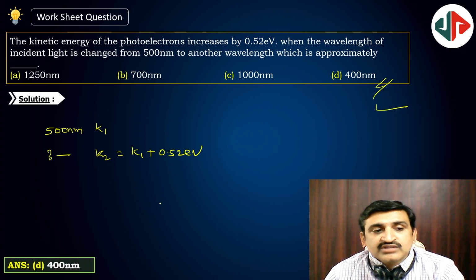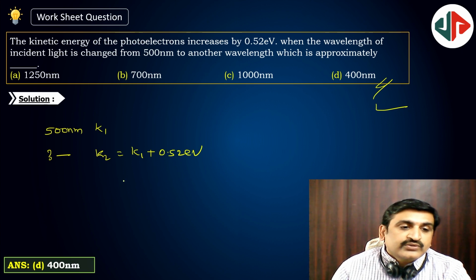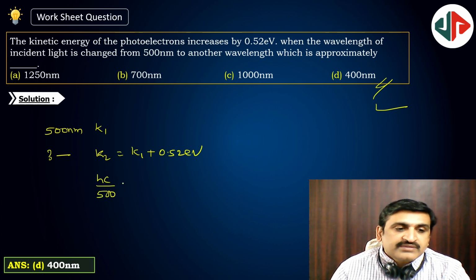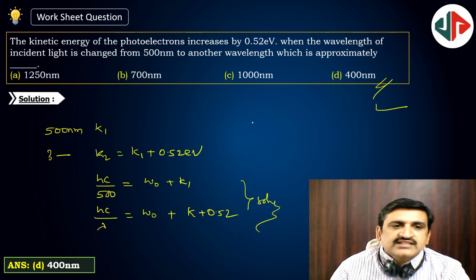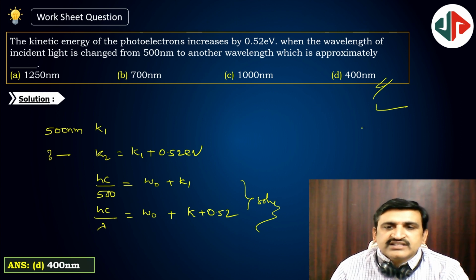Then, sir, how, sir? How means you can do like this: hc by 500 nanometers is equal to work function plus kinetic energy K1. And hc by lambda is equal to work function plus K1 plus 0.52. Solve. This is another method. Or you can simply say, as kinetic energy increased, wavelength should decrease. So only one option.